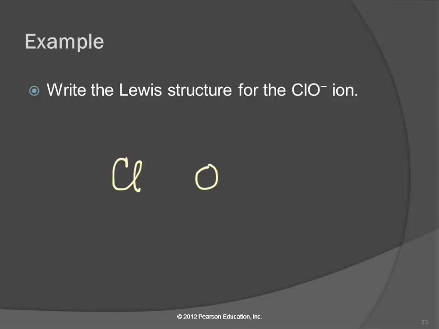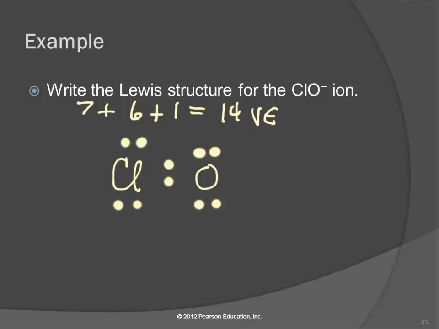So chlorine and oxygen. Chlorine has 7 valence electrons. Oxygen has 6. The -1 charge means we add 1. So we're going to get 14 valence electrons to distribute. There has to be at least 1 bond between the 2 atoms. So there's 2, 4, 6, 8, 10, 12, 14. Oh, look, we had enough. Great. We don't have to make a multiple bond. Then we put the brackets around it and put a charge on it because it's an ion.